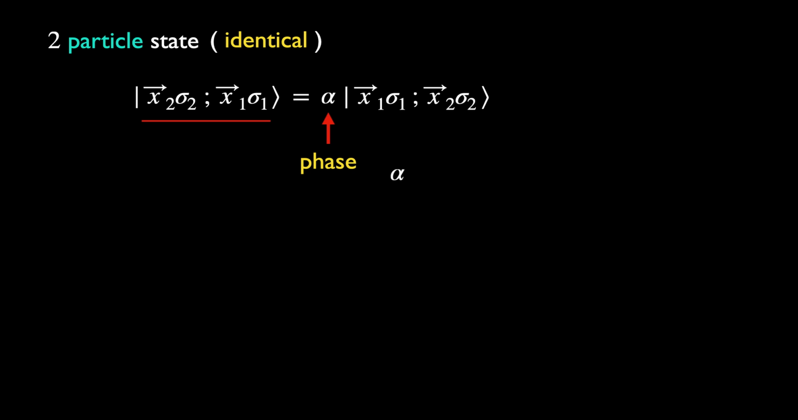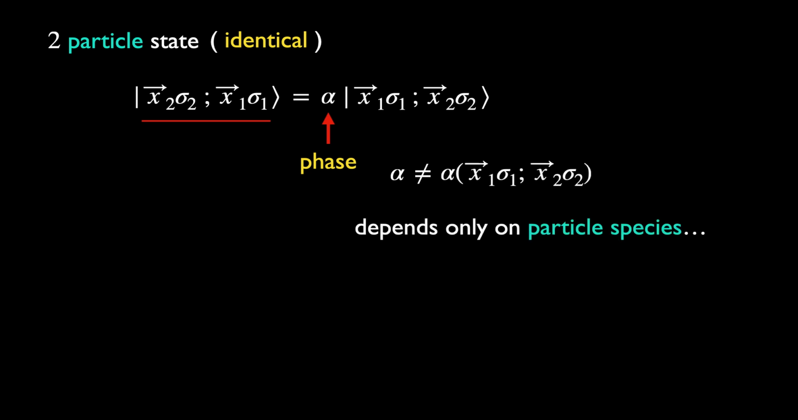Furthermore, this overall phase alpha can depend only on the species of the particle, and should not depend on x and sigma, or any other eigenvalues that could be changed by space-time transformations, like rotations, translations, or Lorentz transformations. Here's why.